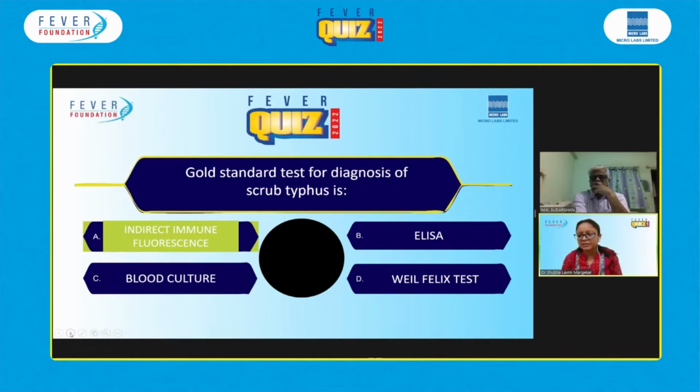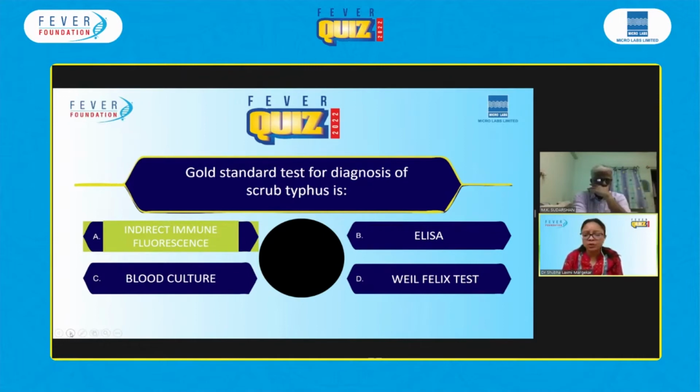So ELISA is a very sensitive and specific test, but still it is not the gold standard. Why? Just because it requires paired sampling, so it is not the gold standard. Blood culture, again, it is not always that we can find the organism in it, and it also takes time and expertise of the person who is doing it. Weil-Felix was initially used as one of the tests for diagnosis, but because of cross reactivity and low specificity and sensitivity, it is not used now as a gold standard.